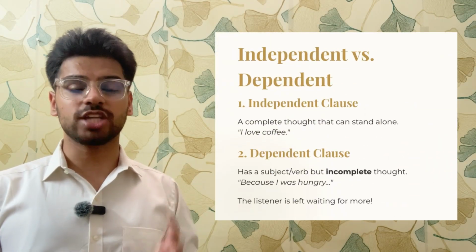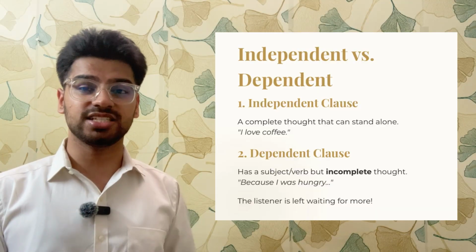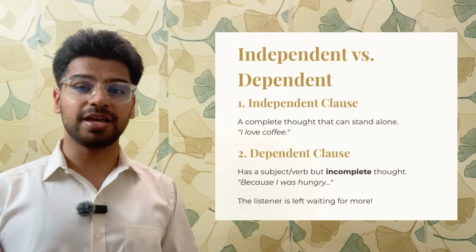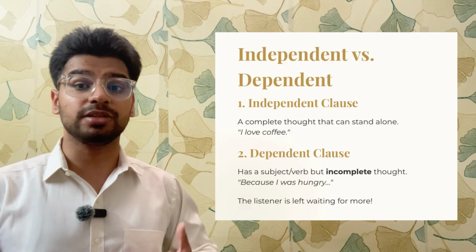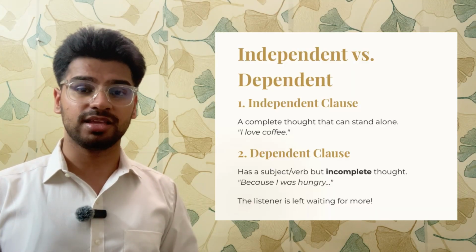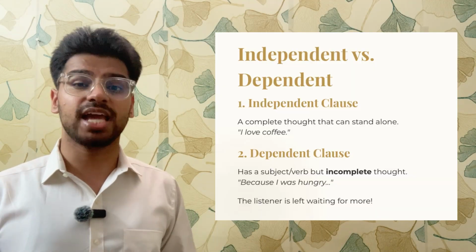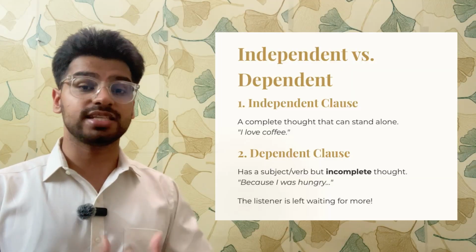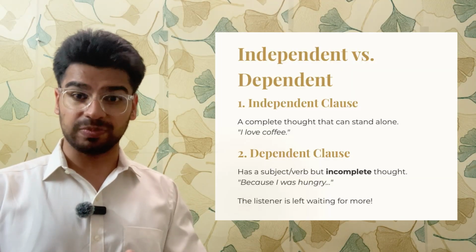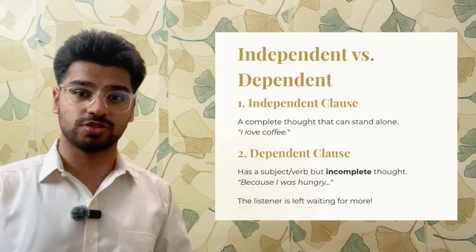There are two types of clauses: independent clause and dependent clause. Independent clause. An independent clause expresses a complete thought. It can stand alone. Example: I love coffee. Complete meaning, can stand alone. That's why it's an independent clause. She passed the exam. Complete thought, and that's why it's an independent clause.